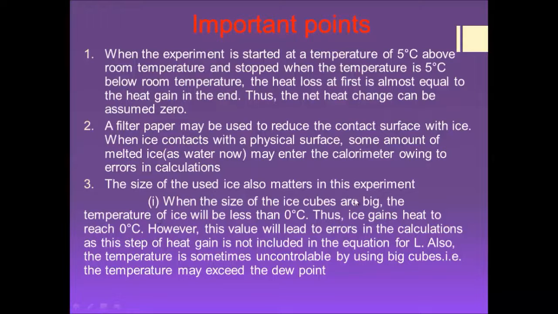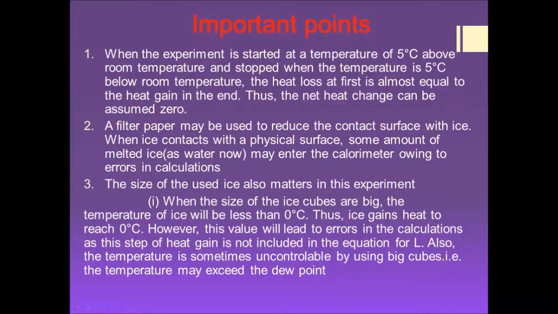So when the size of the ice cubes is big, the temperature of the ice will be less than 0 degrees Celsius. What that actually means is that when you have large ice cubes, the temperature inside the ice cube may be somewhat different from the temperature on the outer surface. So there's actually a temperature gradient, as opposed to medium and small ice particles. So when ice cubes are big, the ice gains heat to reach 0 degrees Celsius due to this temperature gradient. However, this will lead to errors in the calculation, as this step of heat gain is not included in the equation, right? We just assume that the ice doesn't gain heat.